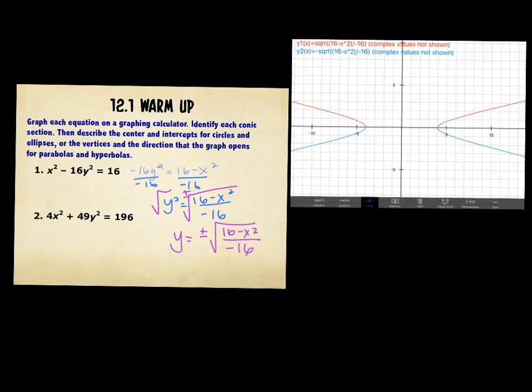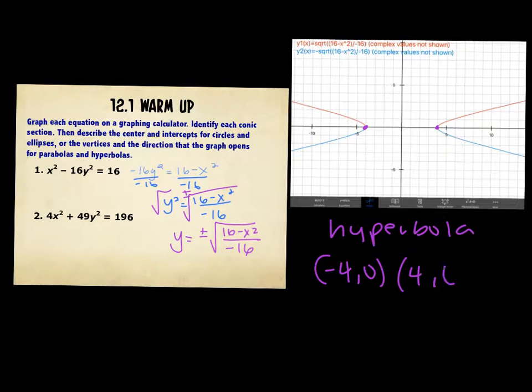All right, so when you graph number 1, you get this picture, which is what shape? Hyperbola. So for a hyperbola, you want to identify the vertices, which are the points in which the direction changes, here and here. That'd be negative 4, 0, and 4, 0. And then identify which direction it opens. So is this a vertical or a horizontal hyperbola? Horizontal.